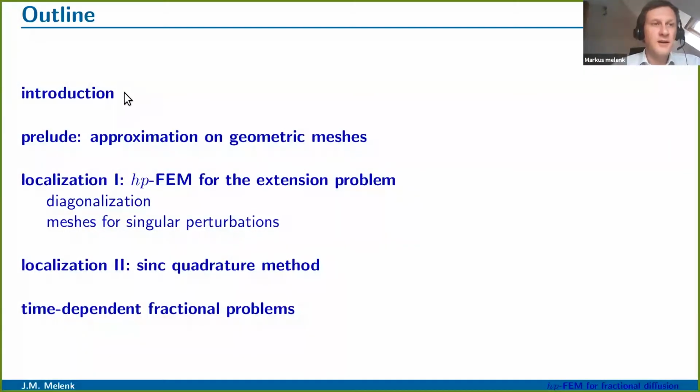Okay, so here's the outline. After an introduction, I will say a few things, fairly elementary actually, about approximation on geometric meshes. Then I will present two methods. The first one is a Galerkin method for the so-called extension problem. And the second method is based on discretizing a solution formula for the problem. And then in the last part, I will talk about extensions to time-dependent problems.